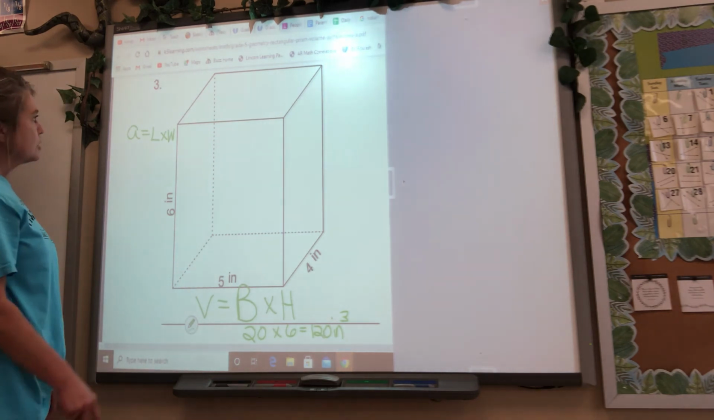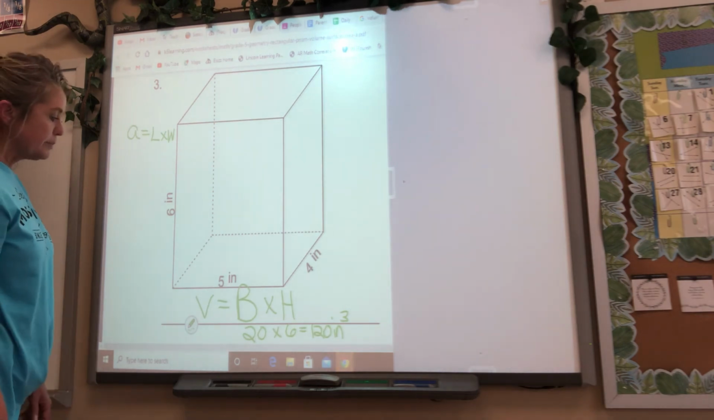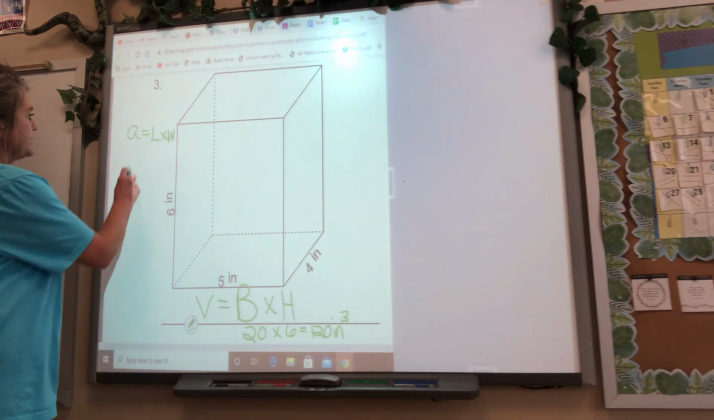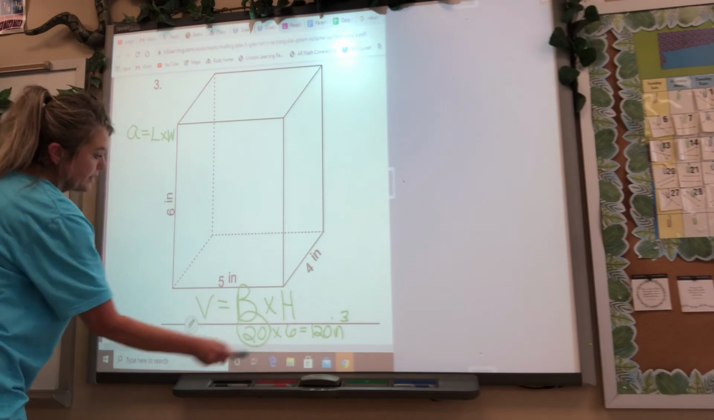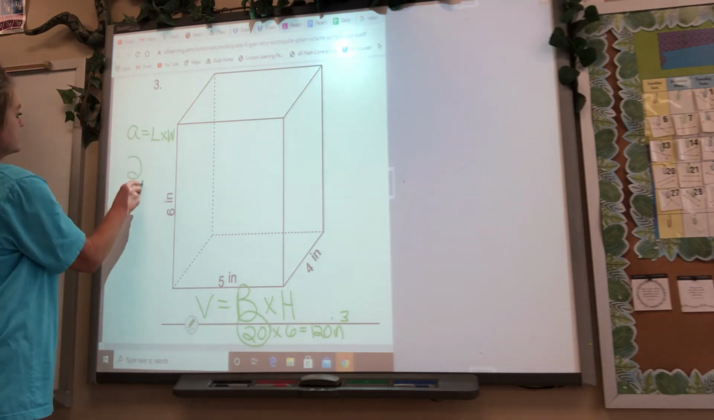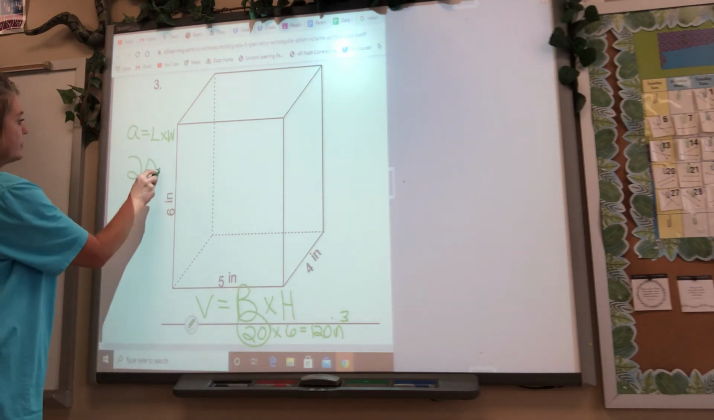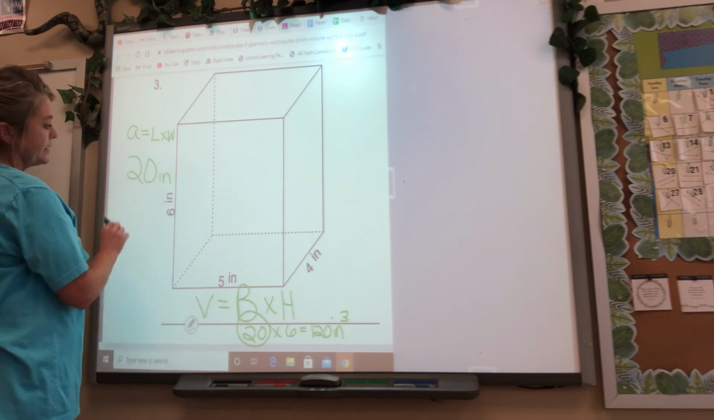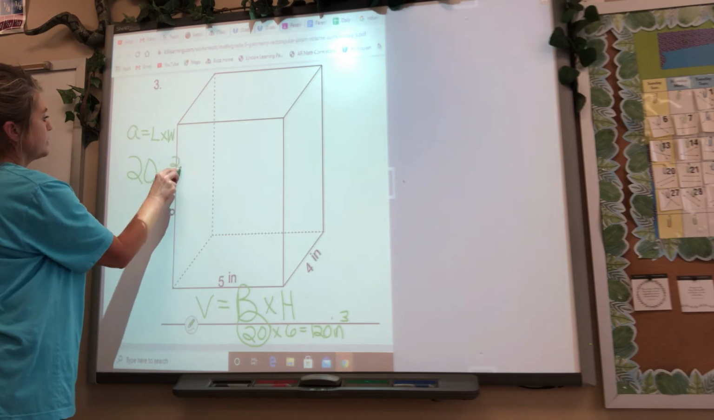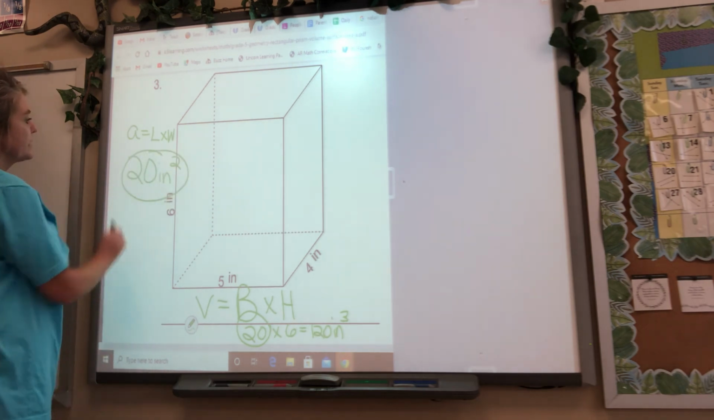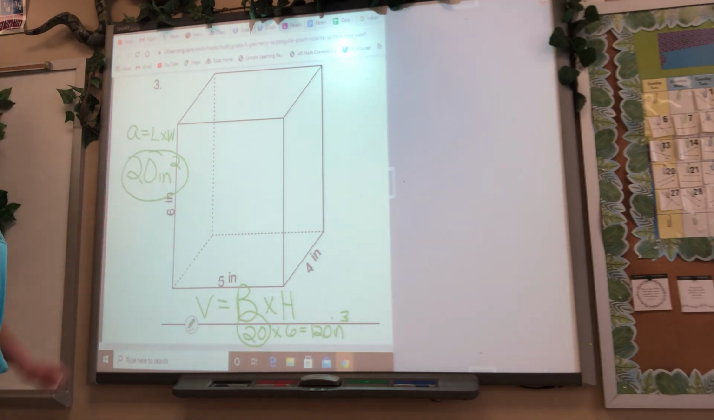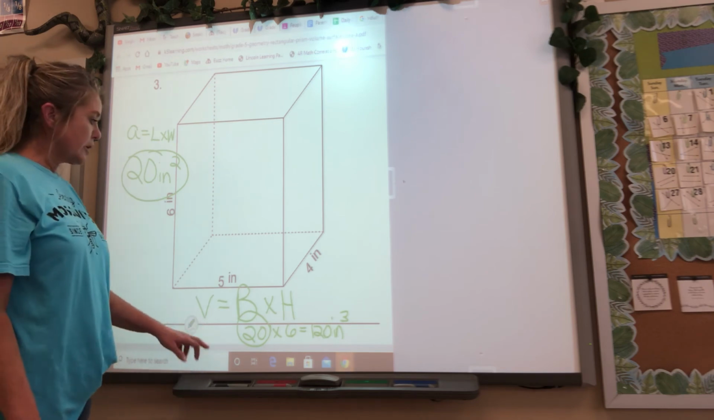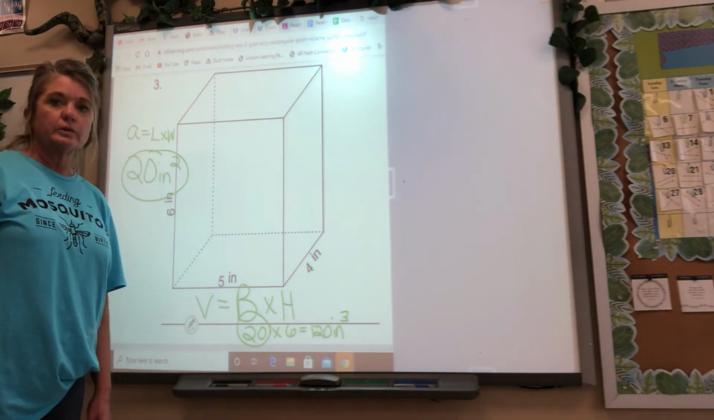They would also, if I asked them to label the area of the base, this was the area of the base. So since it is area, if I ask them to label the area of the base, area is two-dimensional, so it would be squared. So if I ask them for area, it would be squared. If I ask them for volume, it will be cubed.